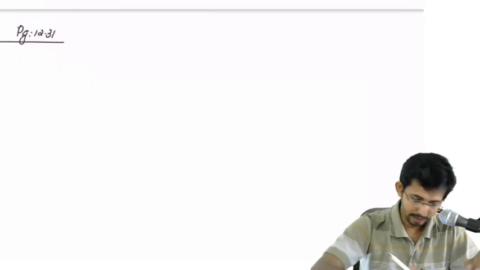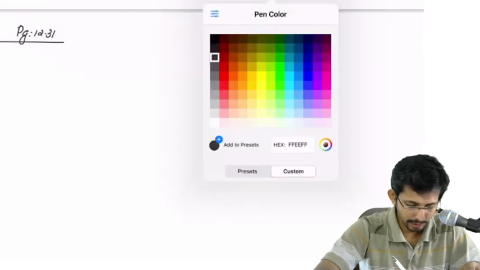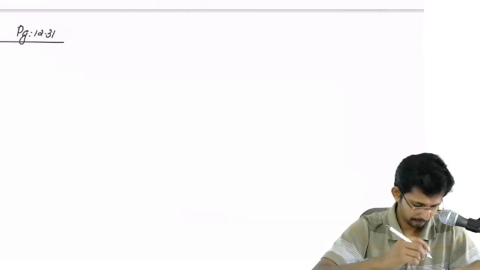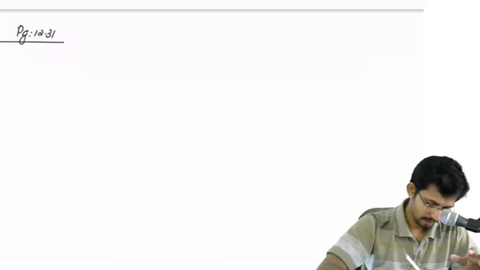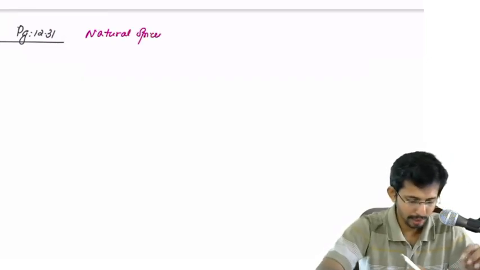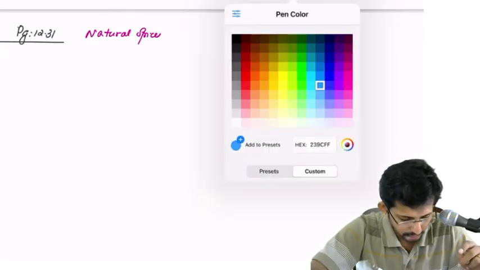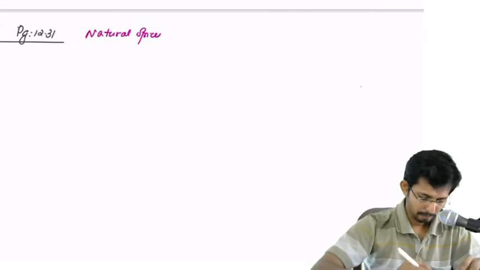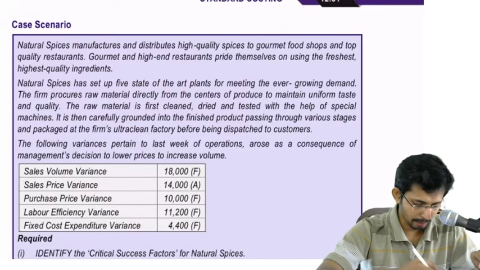So there is a company, and what is the name of this company? The name of this company is Natural Spices. And what does this Natural Spices do? Natural Spices manufactures and distributes high quality spices.